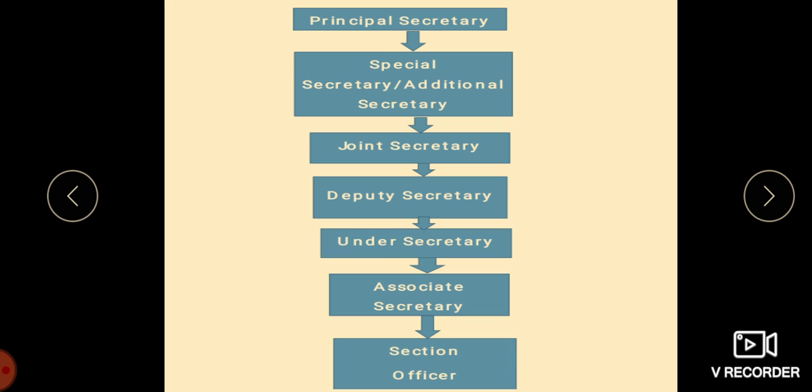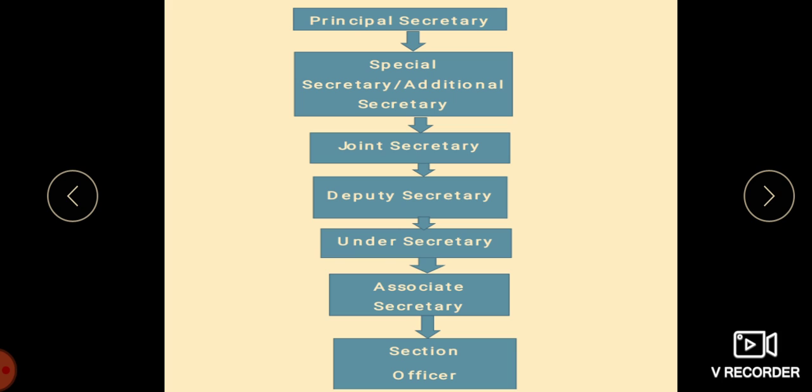Now let us move on to the structure of the Secretariat. The Chief Minister distributes the portfolios of the ministers. The portfolios differ from one state to another. The total number of departments varies from 35 to 65. The Chief Secretary is the administrative head, and every department of the government will have a secretary.